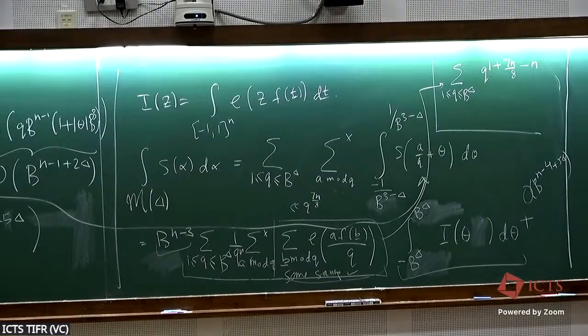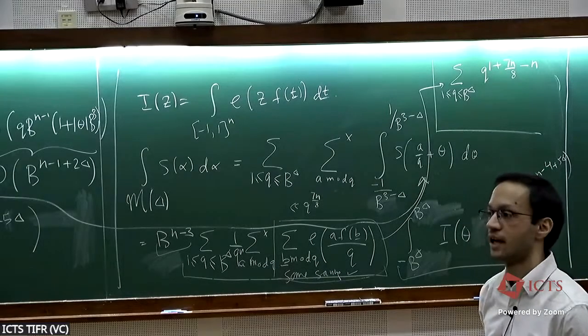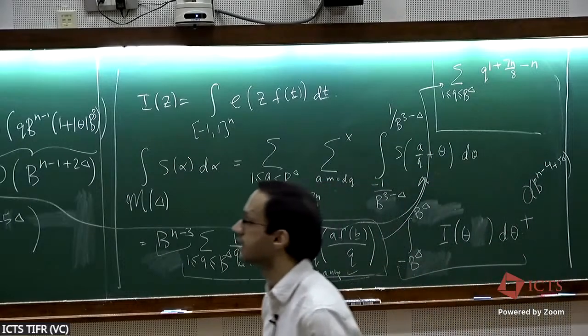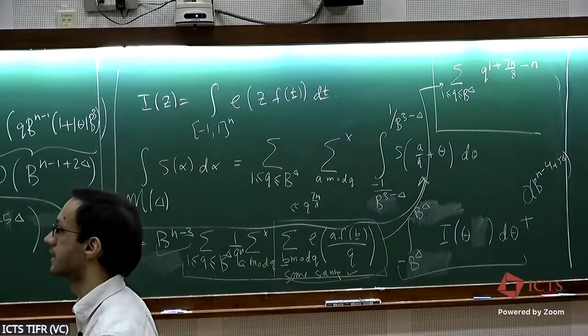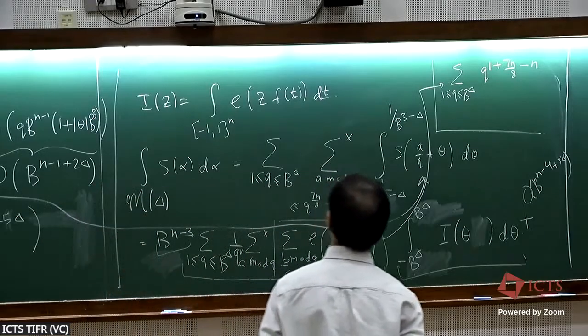And then one has to ask, is this convergent? So for example, if N is big enough, this series just converges. So that the error term that one gets out of bounding this I theta by extending it is acceptable. Okay. So that's one of the points.